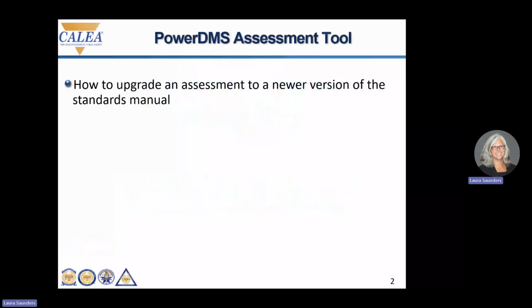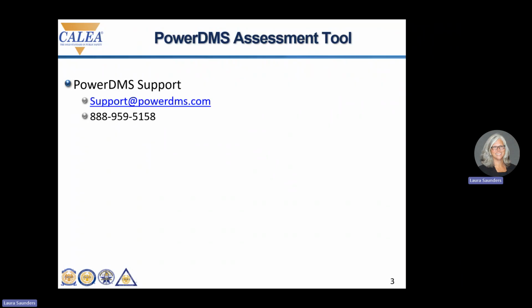In this video, we're going to take a look at how to upgrade your assessment to a newer version of the standards manual within the Power DMS assessment tool. If you need any assistance with this, please never hesitate to reach out to Power DMS support through their email or their phone number. Also, you can reach out to your regional program manager for some assistance, and especially with those questions about when should I upgrade, should I wait, things like that.